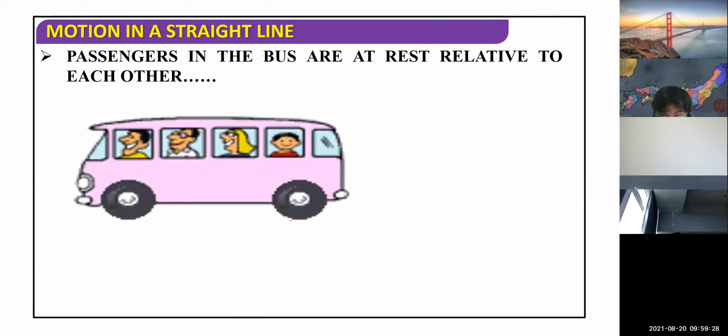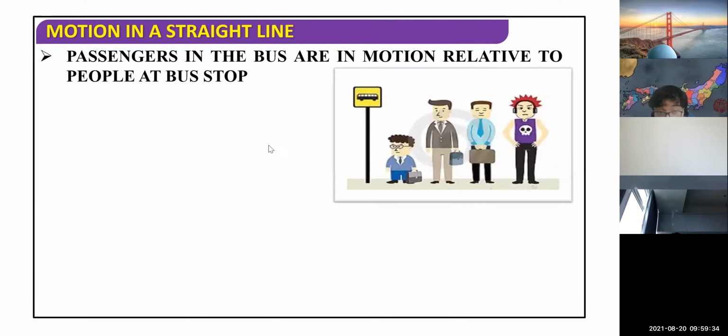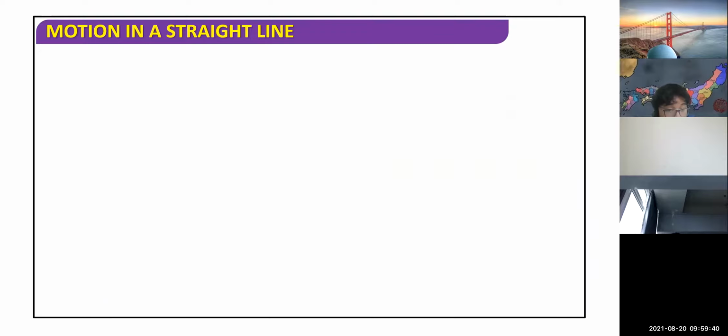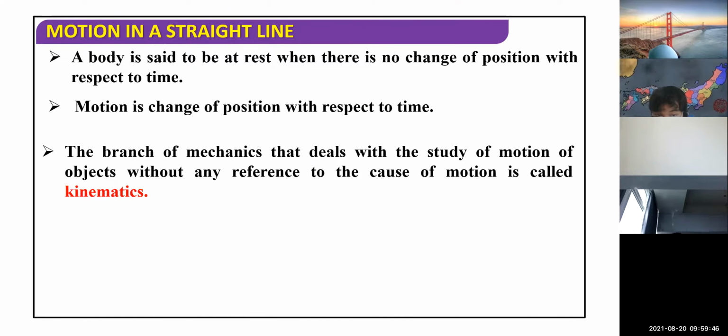Passengers in the bus are at rest relative to each other. Already discussed this point. And passengers in the bus are in motion relative to people at the bus stop. Okay, correct. And any other? Just again, the definition of rest and motion.